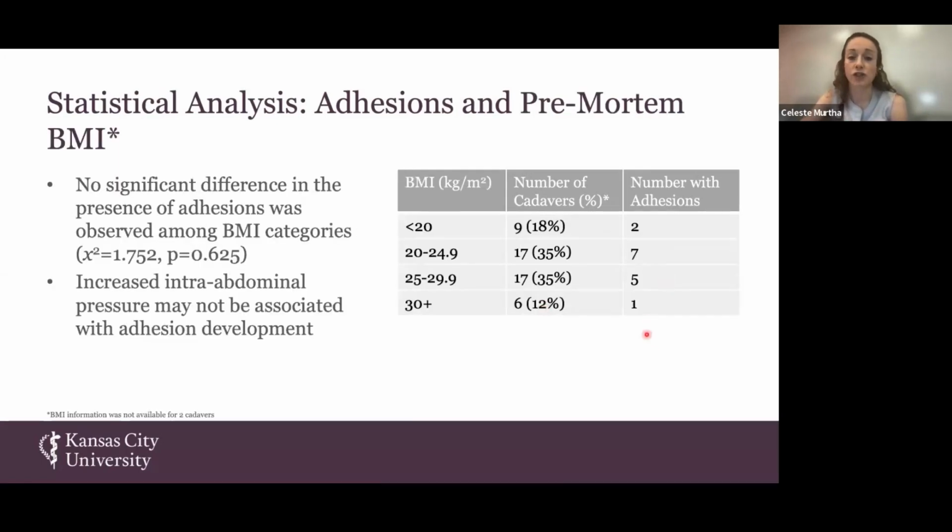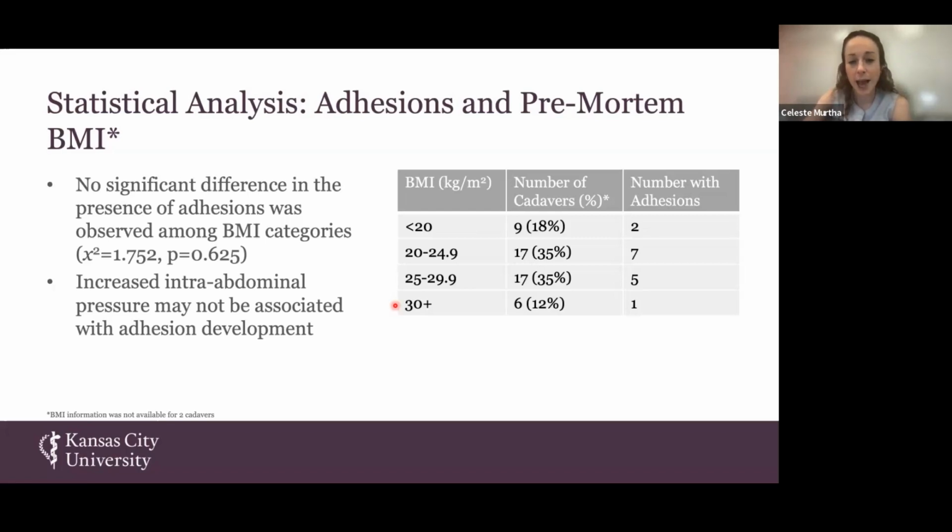When examining the relationship between adhesions and premortem BMI, we found that there was no significant difference in the presence of adhesions among the different BMI categories. So we placed each cadaver into one of 4 BMI categories, and doing that, we found no significant relationship. I personally found this to be surprising. My theory going into this was that patients of greater BMI would have greater intra-abdominal pressure, and that greater intra-abdominal pressure might exert more force onto the left common iliac vein, but that is not what our results suggest.